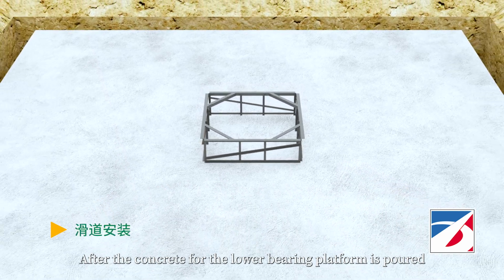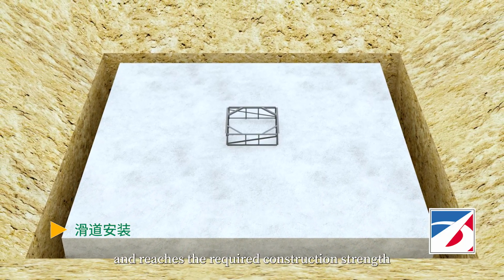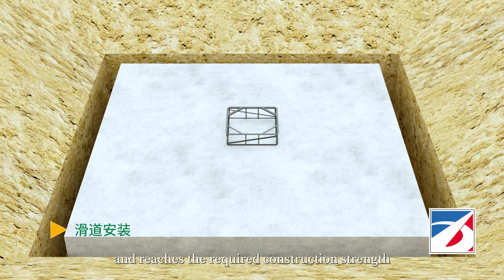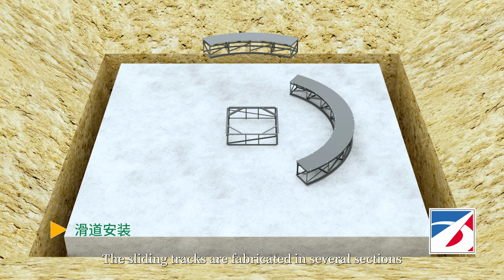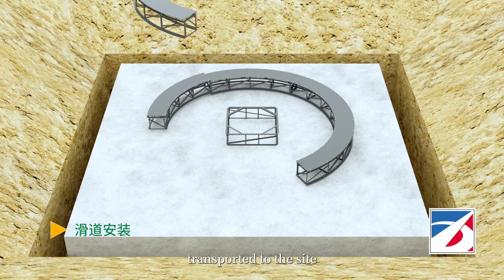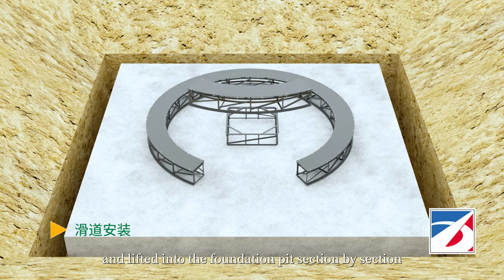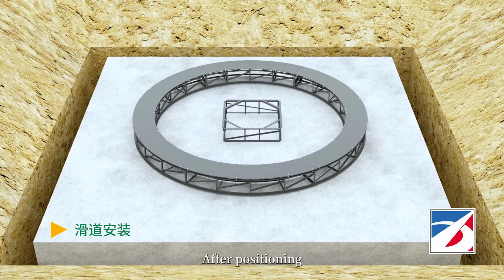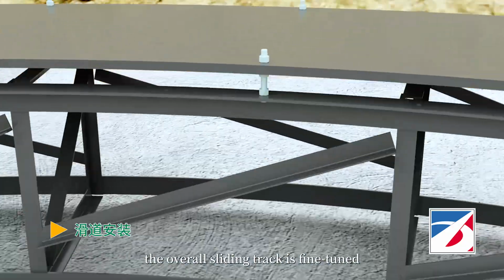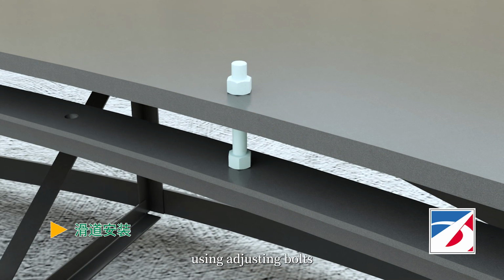After the concrete for the lower bearing platform is poured and reaches the required construction strength, the sliding tracks are fabricated in several sections in the factory, transported to the site, and lifted into the foundation pit section by section. After positioning, the overall sliding track is fine-tuned using adjusting bolts.